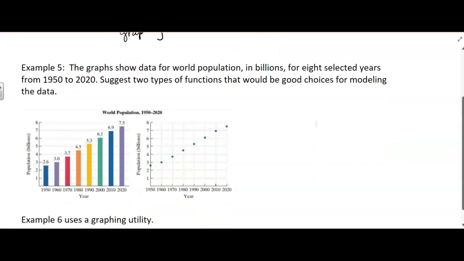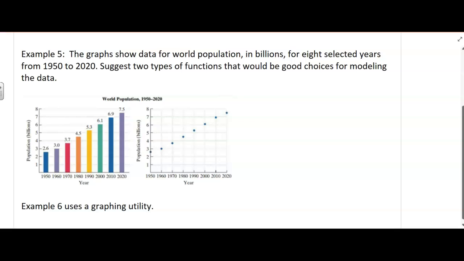Okay. So here's an example 5. The graphs show the data for world population in billions for 8 selected years. So it looks like we're starting in 1950 and ending in 2020. So it says suggest 2 types of functions that would be good choices for modeling the data. Well, from the bar graph, it kind of looks like it's going up exponentially, so maybe an exponential model.